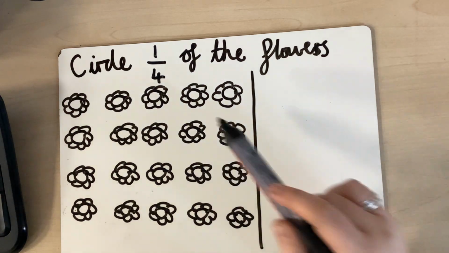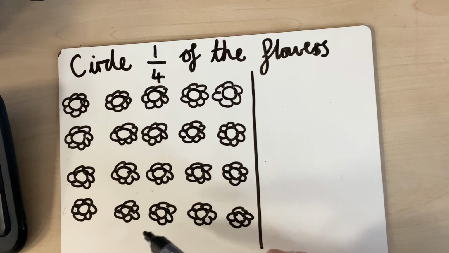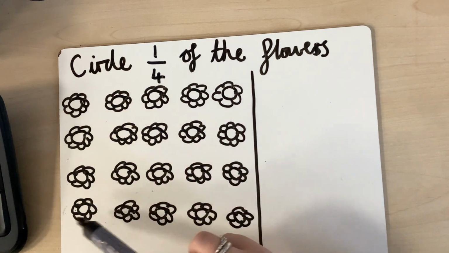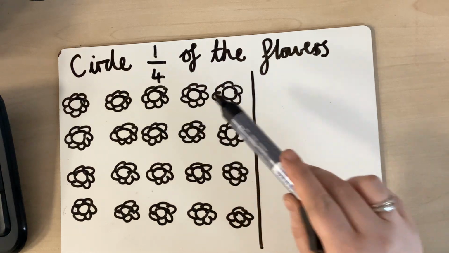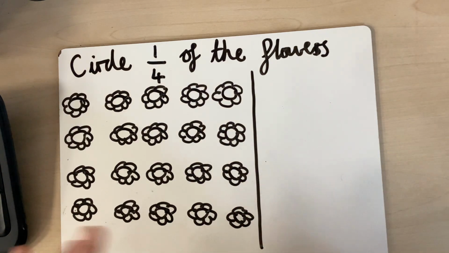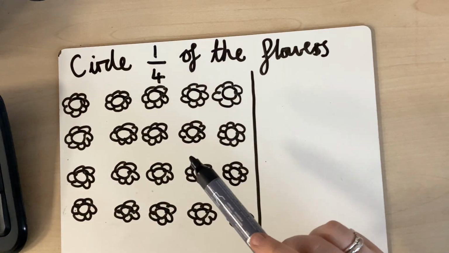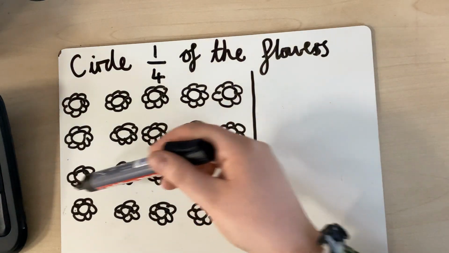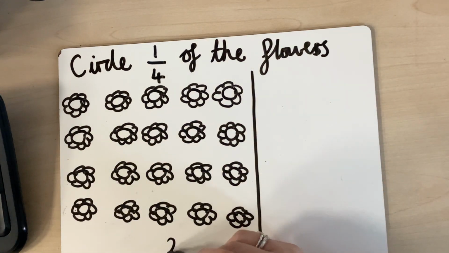So remember, our first step is to know how many there are altogether. And I always check to see if I can count in my 2s, 5s or 10s. So 1, 2, 3, 4. No, that's not my 2s, 5s or 10s. 1, 2, 3, 4, 5. So instead of counting all of these flowers individually, I can count in my 5 times table. 5, 10, 15, 20. So there are 20 flowers.